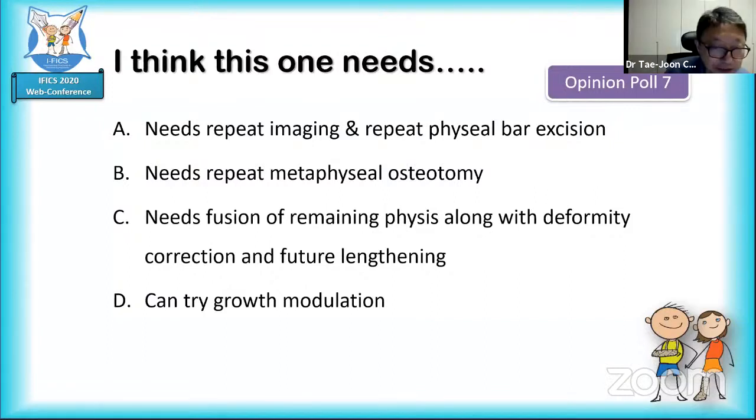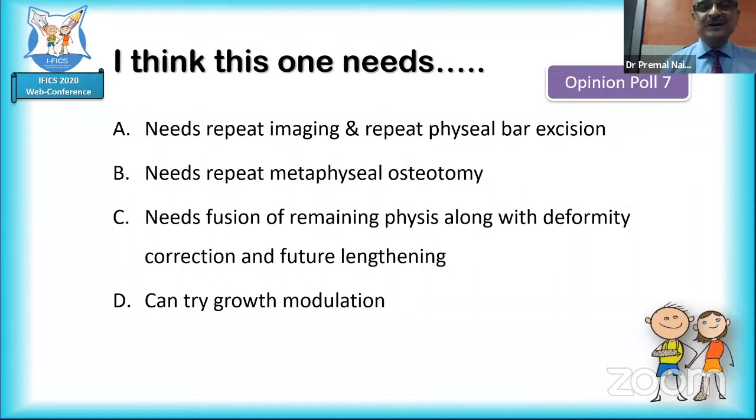How old is the patient now? Now 3 years. Dr. Cho, what would you choose now? Suppose I refer the child to you, what will you do? Nothing to choose. Wait. My answer is wait.